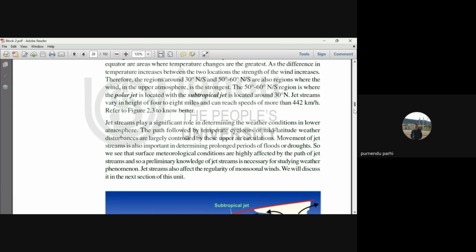Movement of jet streams is also important in determining prolonged periods of floods or drought. So we see that surface meteorological conditions are highly affected by the path of jet streams, and so a preliminary knowledge of jet streams is necessary for studying weather phenomena. Jet streams also affect the regularity of monsoonal winds. We will discuss this in the next section of this unit.